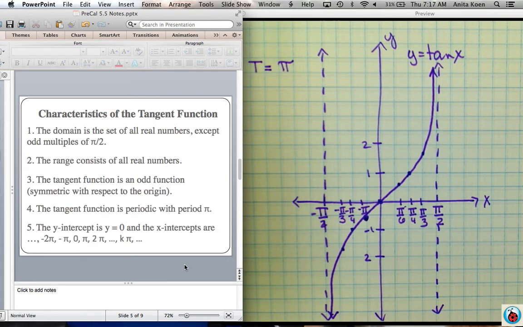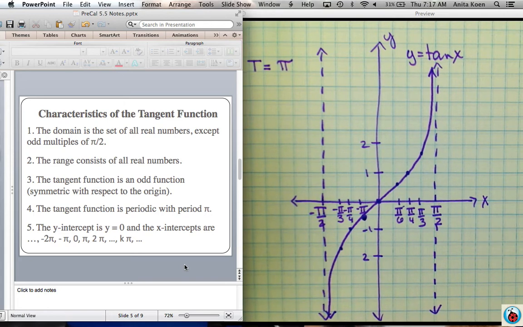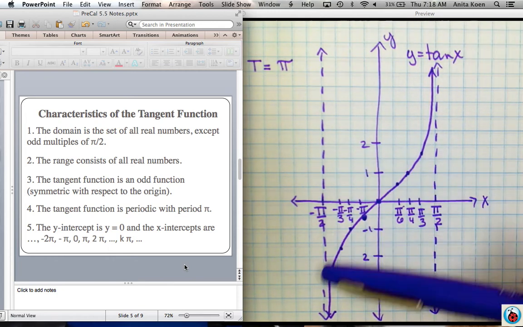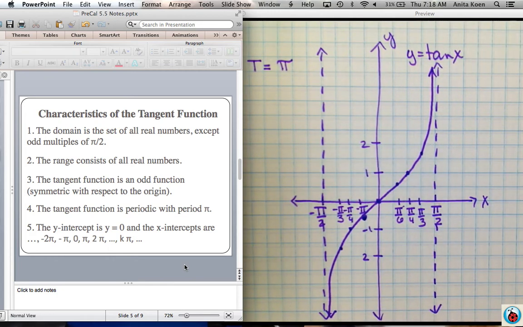Characteristics of the tangent. The domain is the set of all real numbers, except for the odd multiples of pi over 2, because that's where your asymptotes are going to lie, the odd multiples of pi over 2. The range consists of all real numbers because my tangent continues to positive infinity and negative infinity, the value of the tangent approaches or goes to infinity.